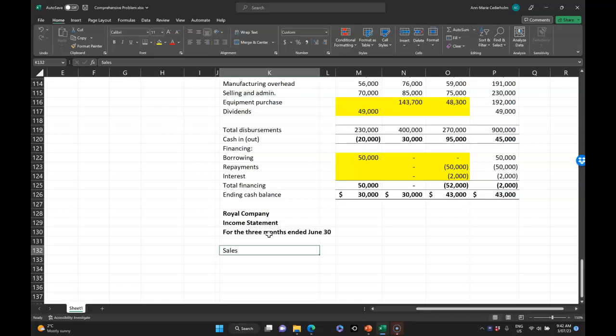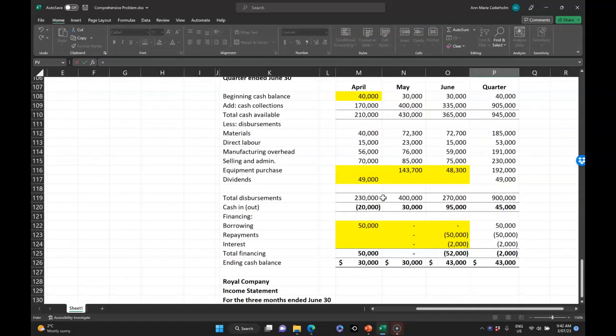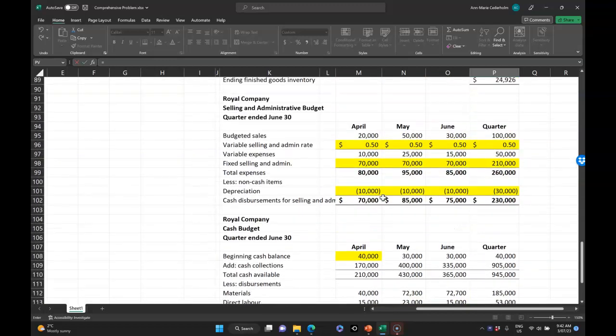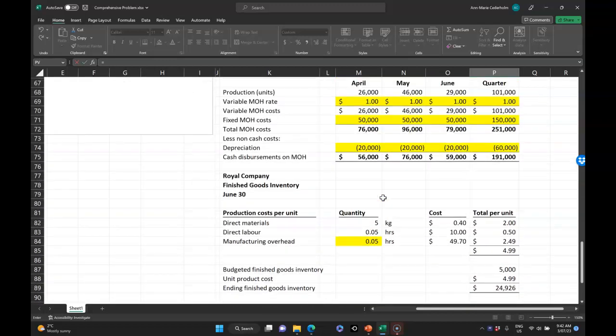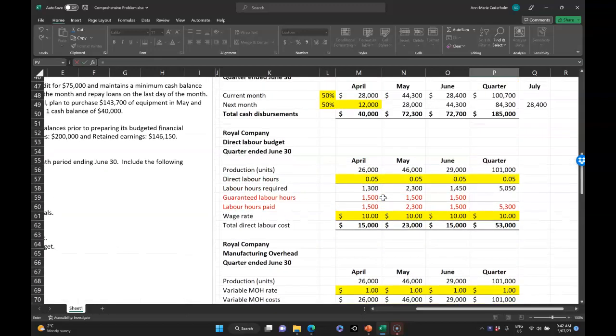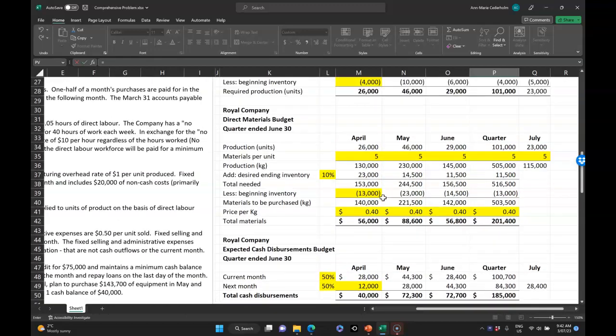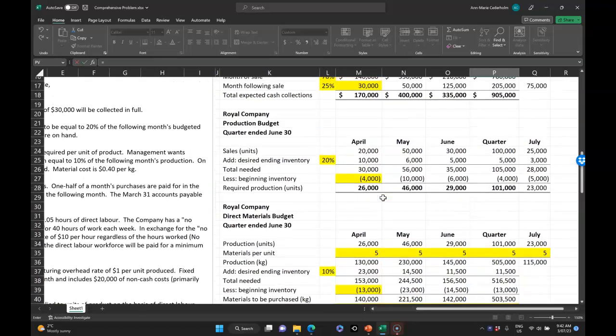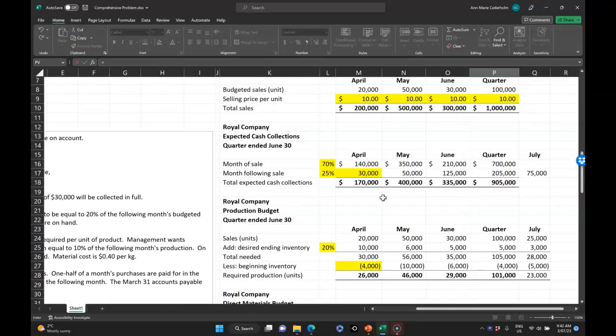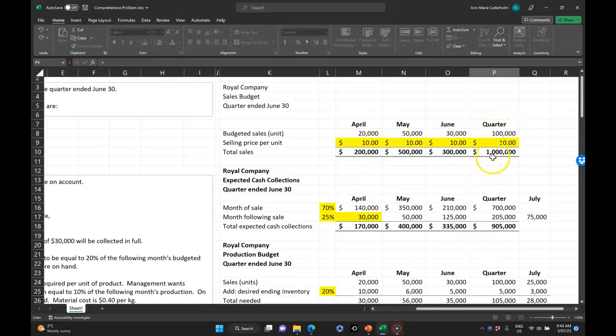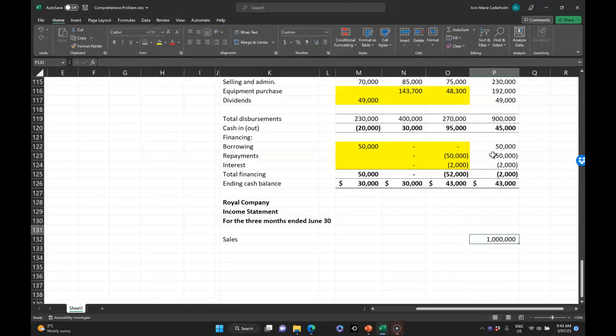So I'm going to take my sales. And if I go up to my sales spreadsheet, what I'm doing is grabbing my total sales. So that's for the quarter ended.